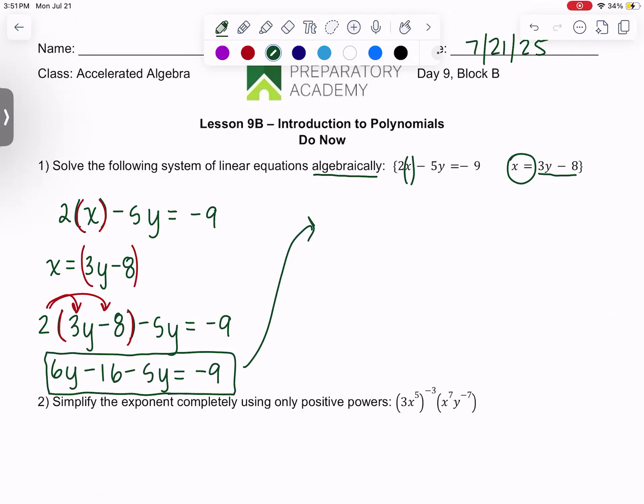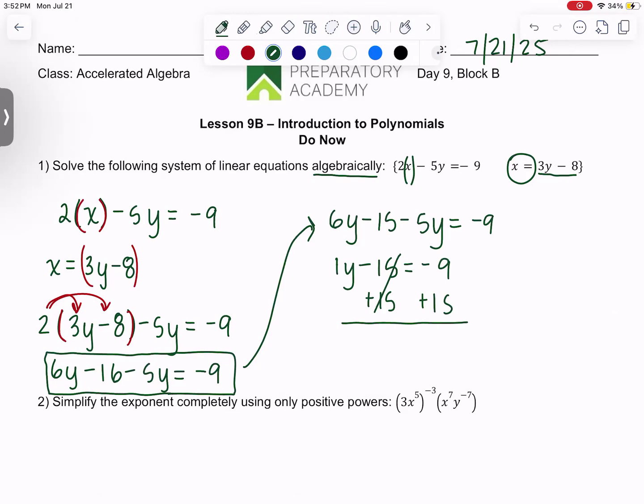Distribute means multiply that 2. So 2 times 3y is 6y, 2 times -8, -16. Let's rewrite that equation. Combine like terms, 6y minus 5y. After you distribute, combine like terms, move constants to one side. So we're going to add 15. And 1y is just y. -9 plus 15 is 16. -9 plus 16 is 7.